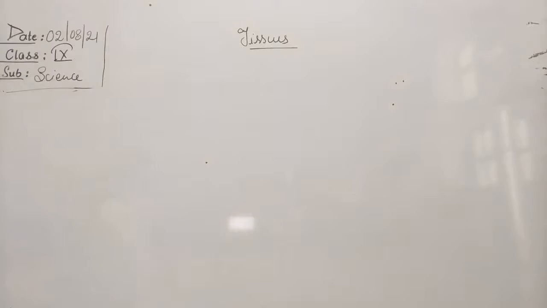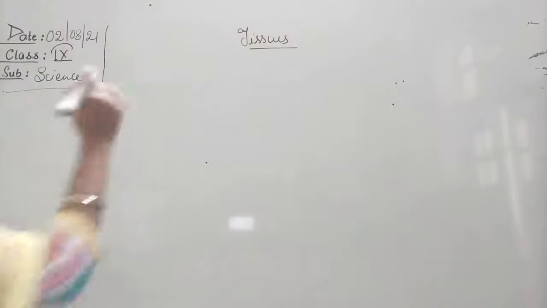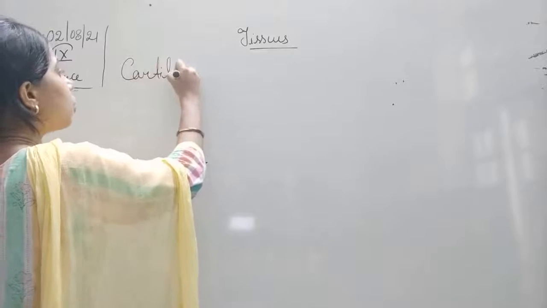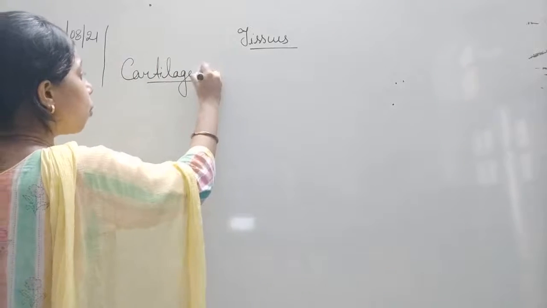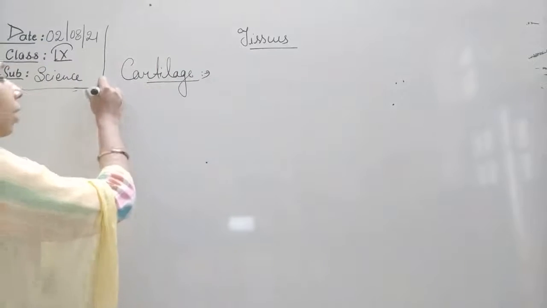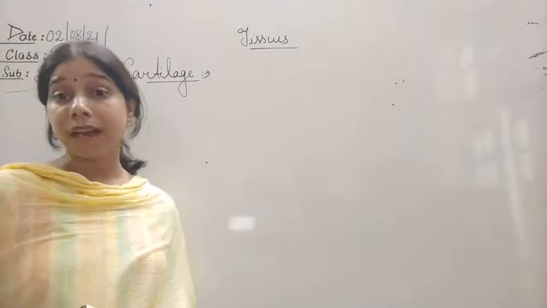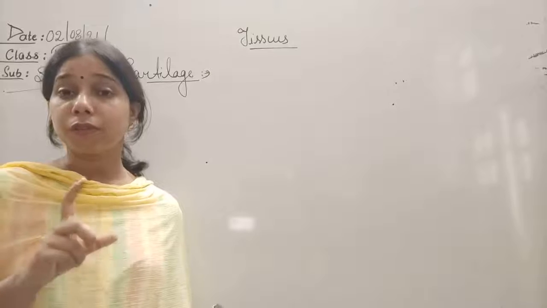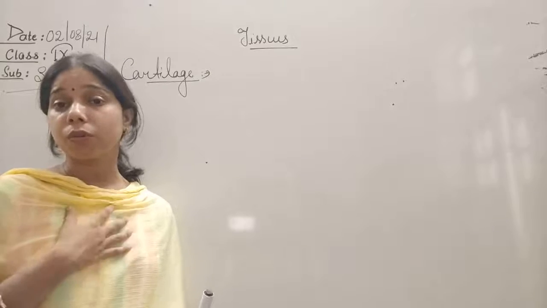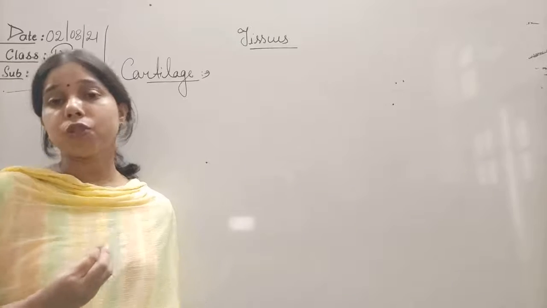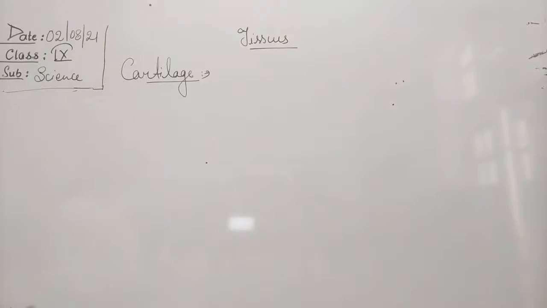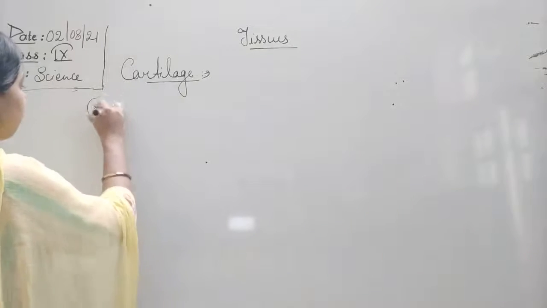The first one that we have to understand here is cartilage. Bones and cartilage also play a very important role. After that we are going to study blood, which is also a part of the connective tissue. Because of the blood, we came to know that connective tissue also helps in the transportation of material. So what is cartilage?